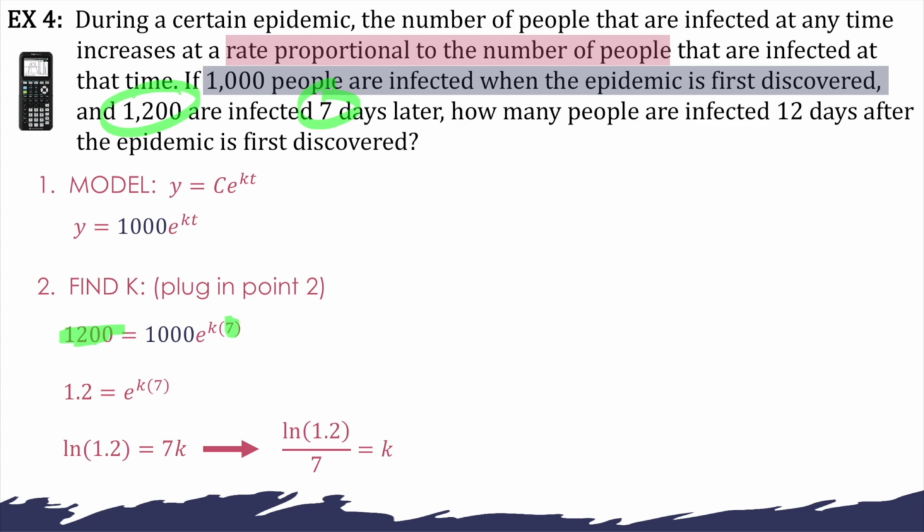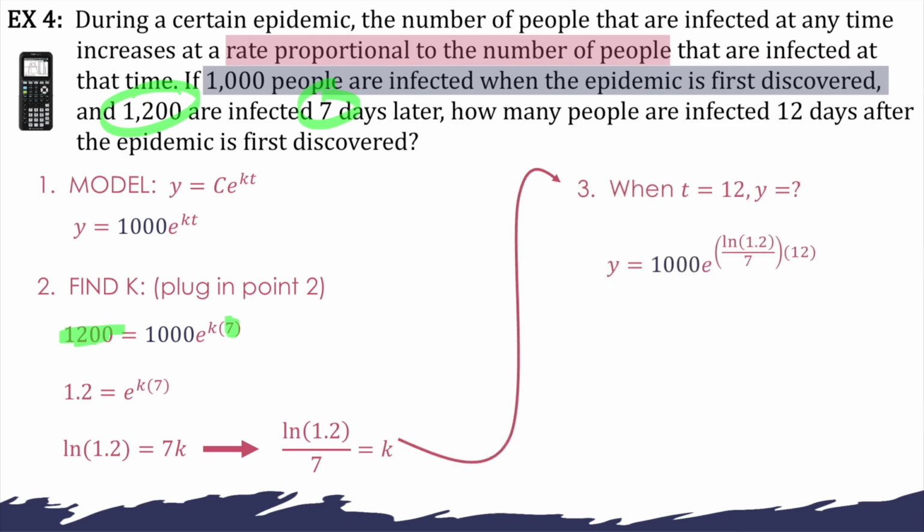So k is natural log of 1.2 over 7. Using that then in our general model, we just have to plug in 12 for t. So it looks like 12 days later, we'll have about 1,367 people infected.